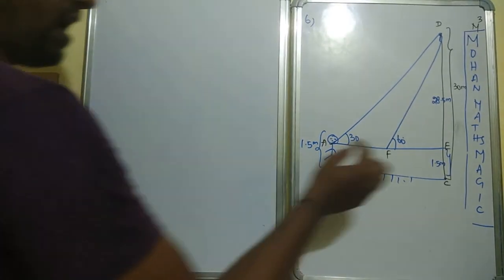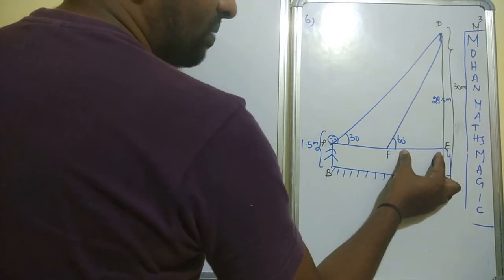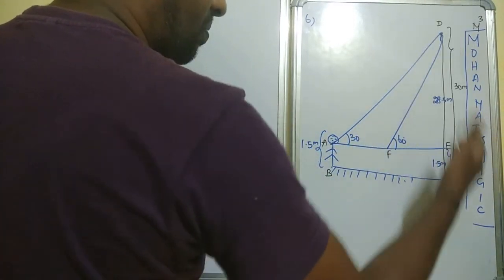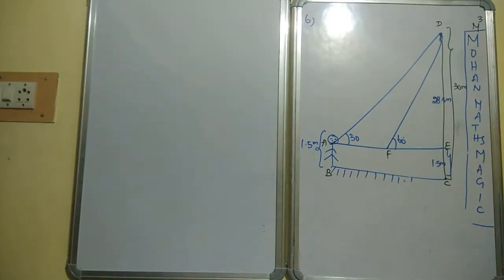Now the angle is here. This side is said to be the opposite side, and this is said to be the adjacent side. Opposite, adjacent. Which one do I have to use? SOH-CAH-TOA, which one do I have to use? You have to be very clear. Clear? So I'll move on to the next one.